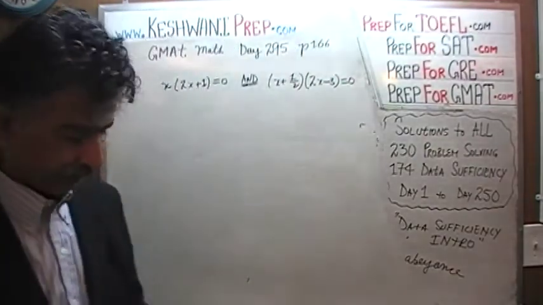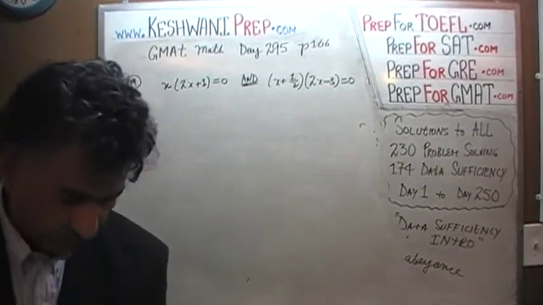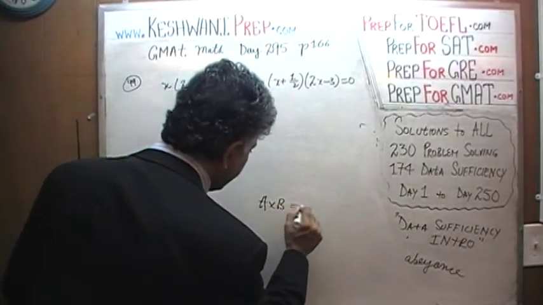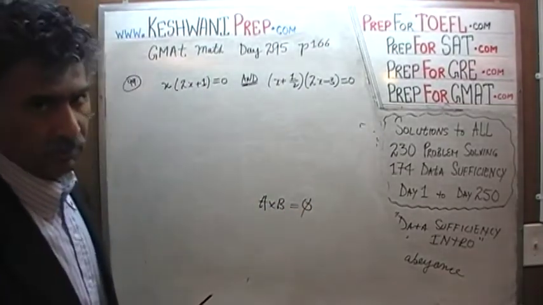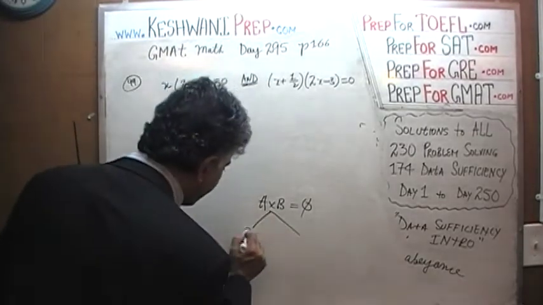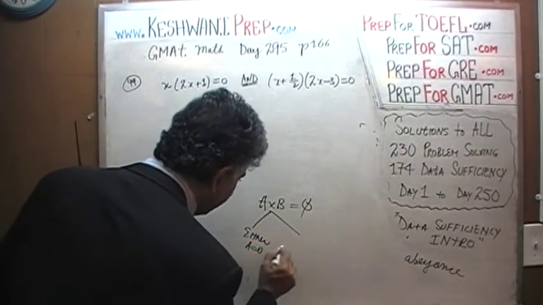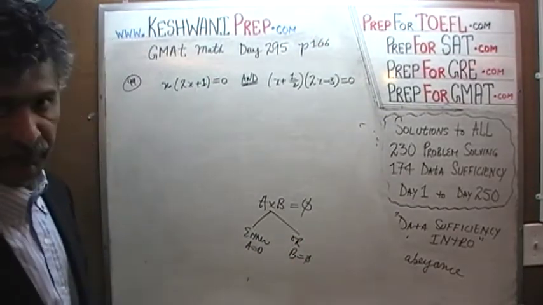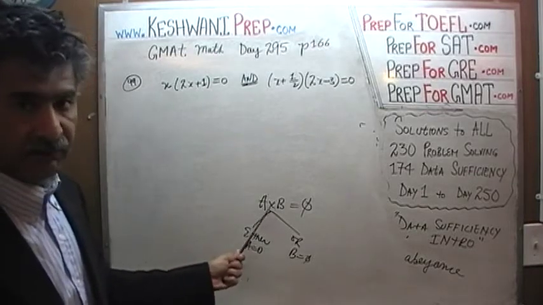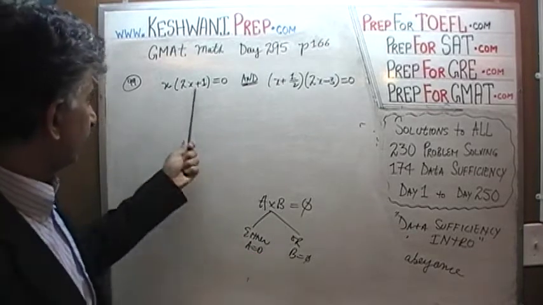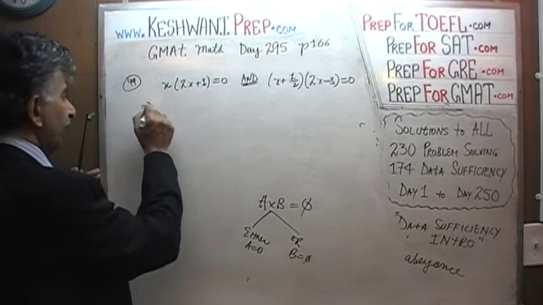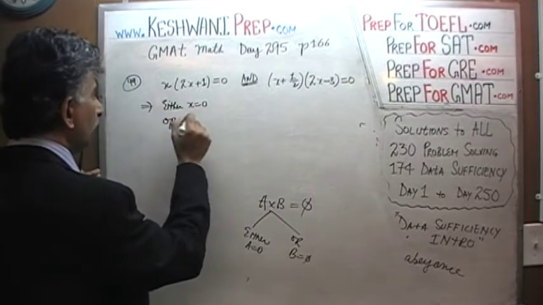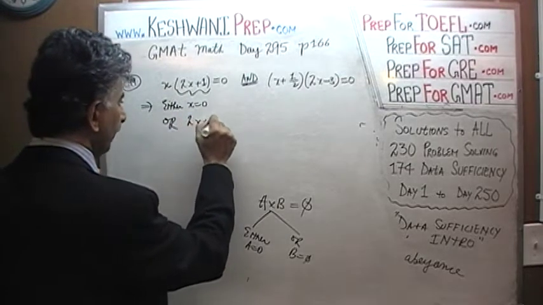Let's find out what we can do here. Well, here we have two quantities, x and 2x plus 1. So if we have two quantities, a times b, and we are told that a times b is 0, there are only two possibilities. Either a is equal to 0 or b is equal to 0, because if a is equal to 0, it doesn't matter what b is, a times b would be 0, and vice versa. Same thing here. So this implies that either x is equal to 0 or this quantity right here, 2x plus 1, is equal to 0.